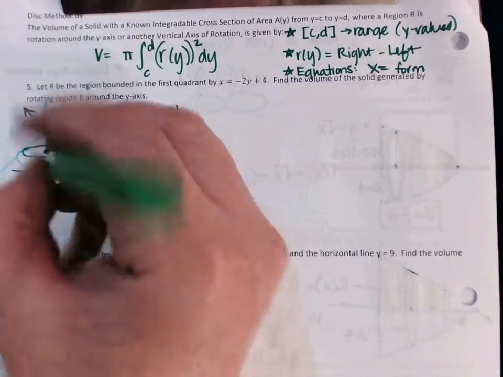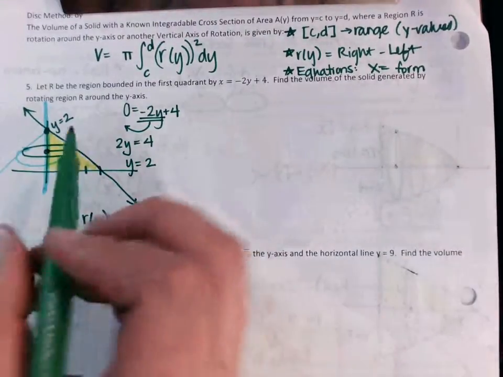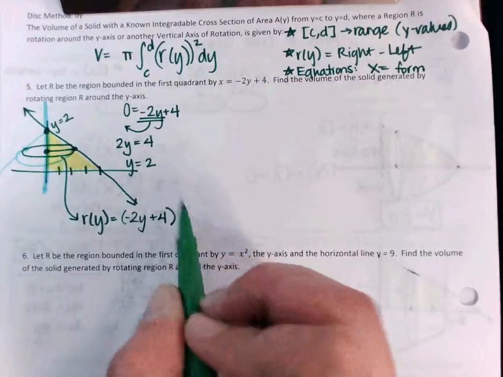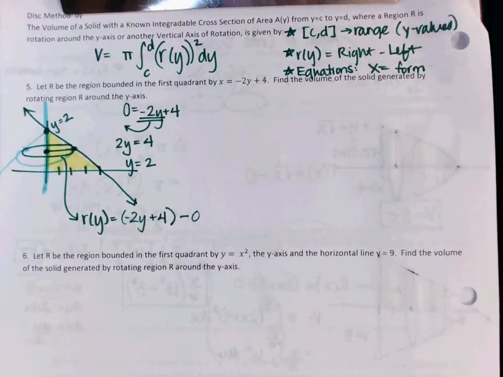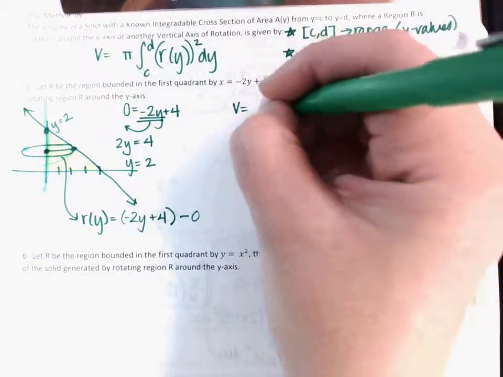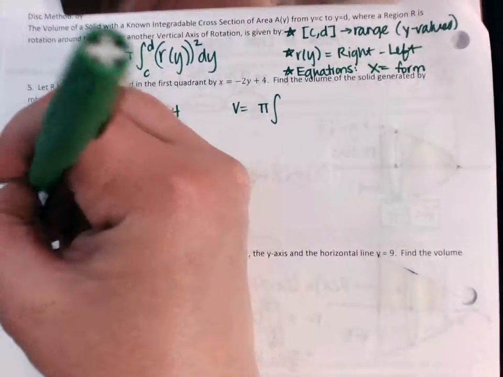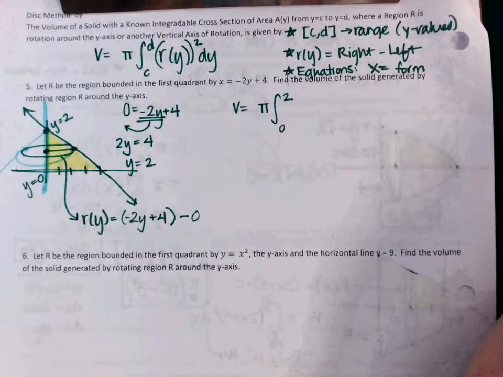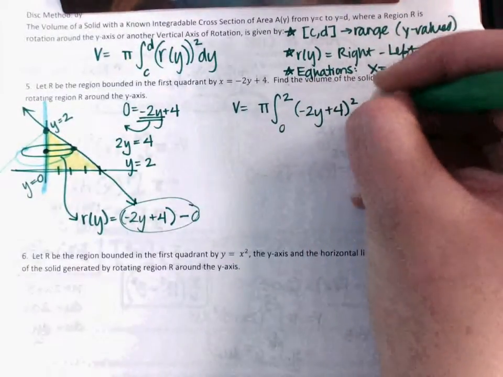So let's put in our radius here. Okay, r of y equals. What was my right side of my radius? Negative 2y plus 4. And what is the left side touching? 0. Because it's the y-axis. Okay? Then it says find the volume, so we're going to do v equals pi integral. What are the boundaries? They need to be y values. y equals 0 to y equals 2. And then it's pi r squared. This is my r. So it'd be negative 2y plus 4 squared dy.